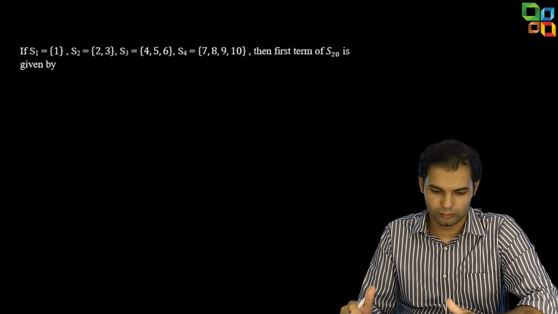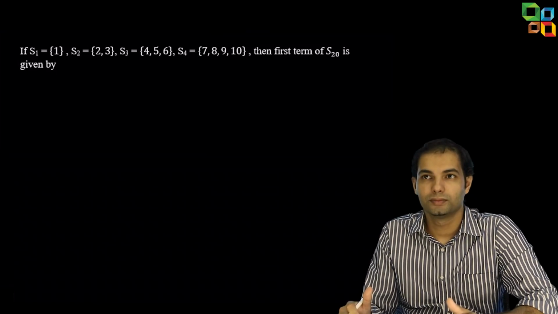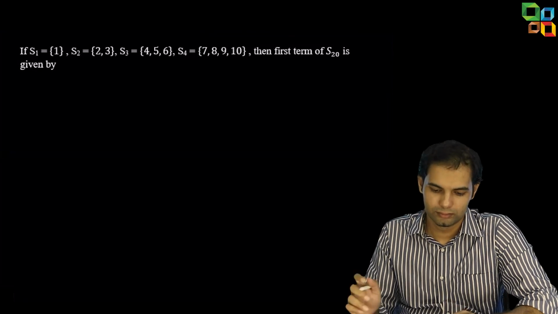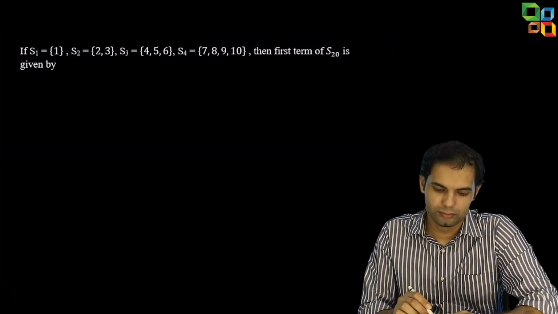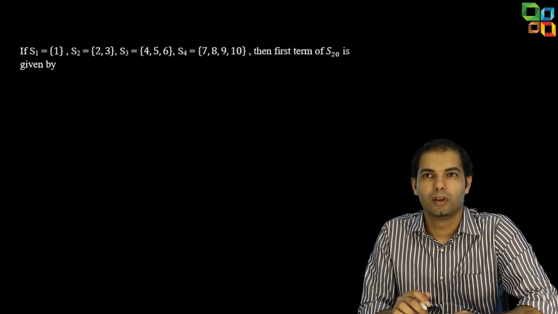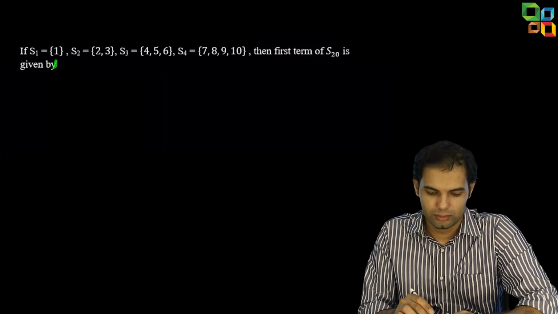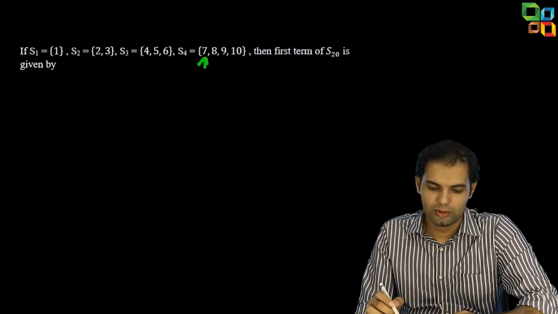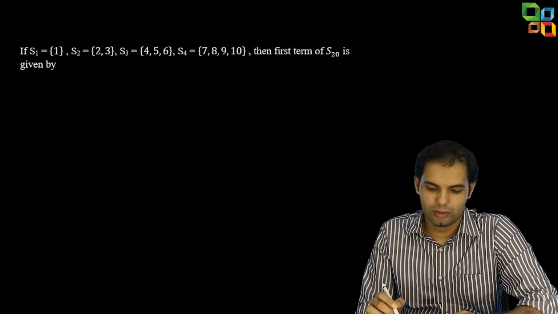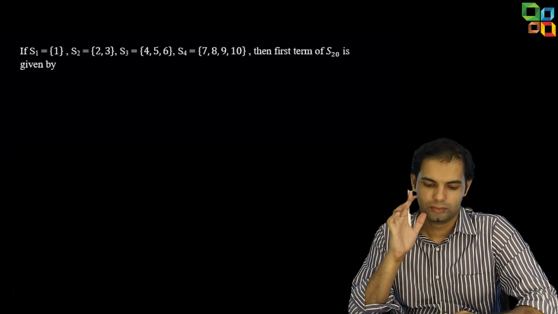Yes, sir. I just added the first 19 terms. The first term of S3 will be 1 plus 2 plus 1. The first term of S4 will be 1 plus 2 plus 3 plus 1. So using that pattern, the first term of S20 is the sum of the first 19 numbers plus 1.